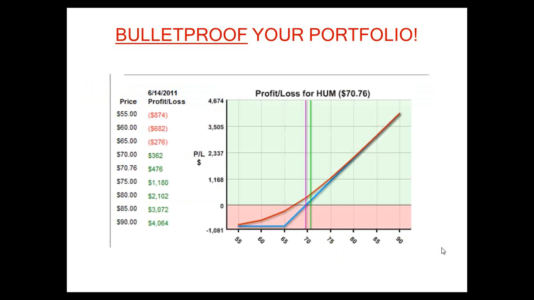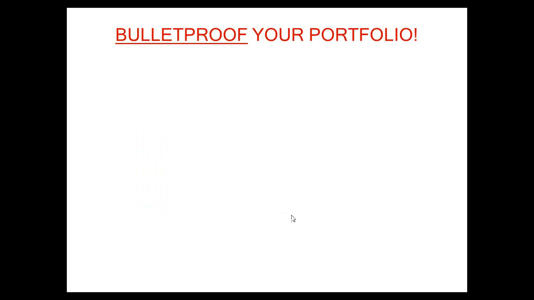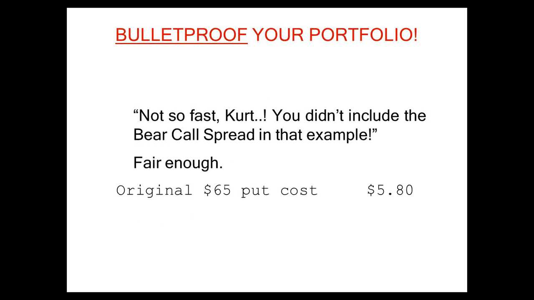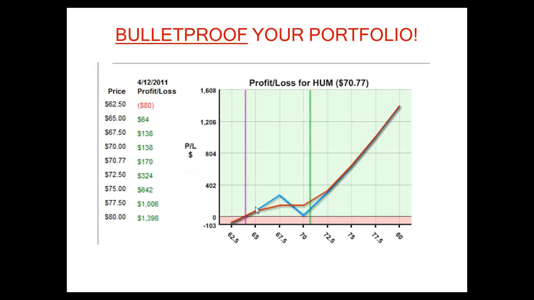Now I know what you're going to say. We went from this married put down to this married put, and you're going to say, hey, wait a minute, Kurt, you didn't include the bear call spread in that example. All right, well, let's go ahead and also put in the bear call spread. Here's what it looks like. Now we have 2.8% at risk. $410 is what's at risk, and look at how the chart looks now.